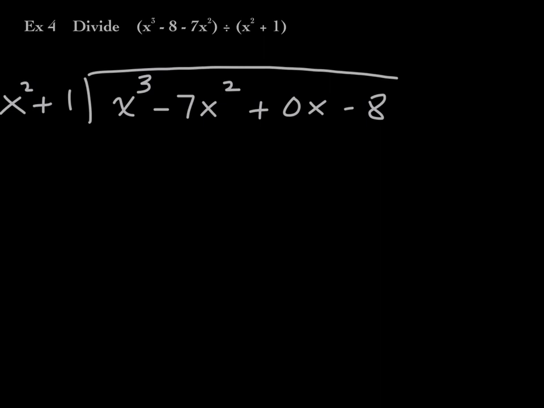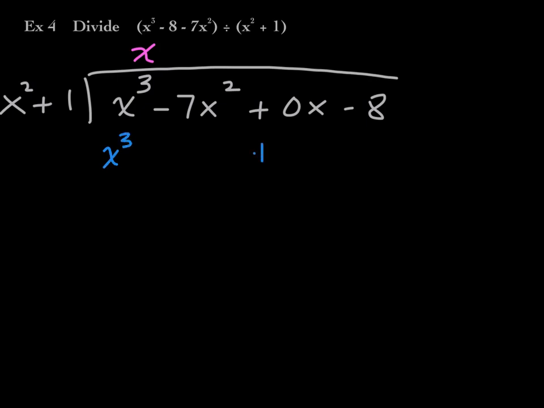All right, here we go. X squared times x will give me x cubed. So that's how I start this. And then I multiply each term in my divisor by x. So x squared times x and 1 times x. Okay, x squared times x is x cubed. And 1 times x is x.